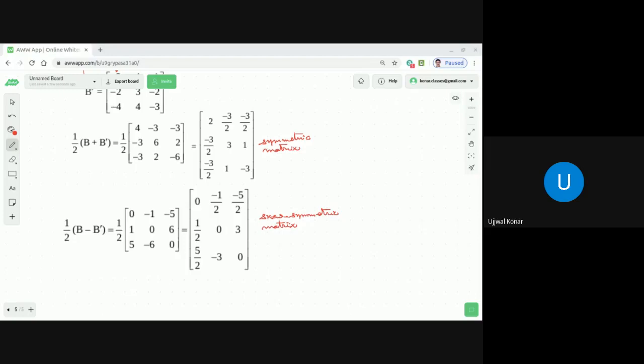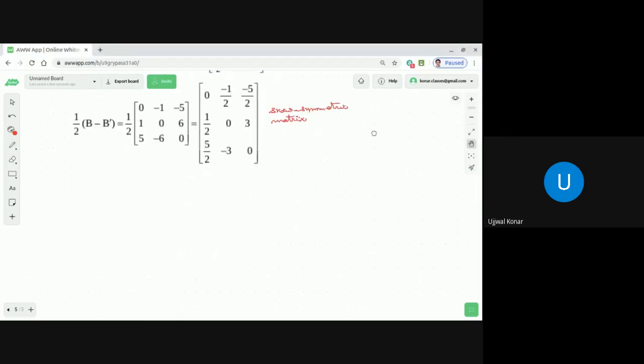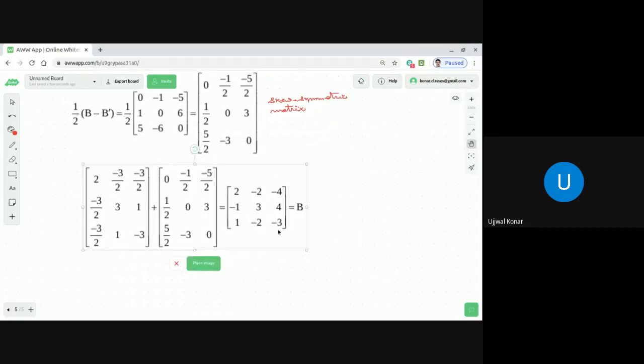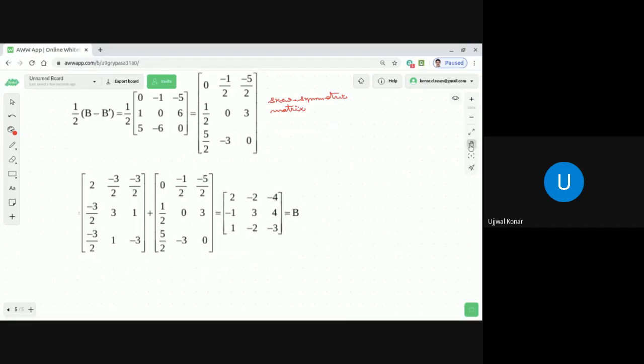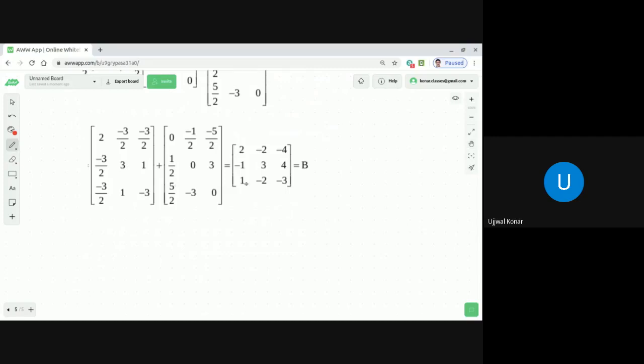Let me show you finally what we are able to achieve. The given matrix B, which you see on the right hand side, is expressed as a sum of a symmetric and skew-symmetric matrix. This is a symmetric matrix, which is nothing but 1 by 2 into B plus B transpose. And this, dear students, is a skew-symmetric matrix, which is nothing but half of B minus B transpose.